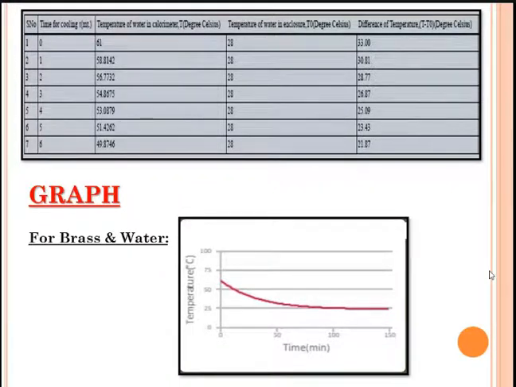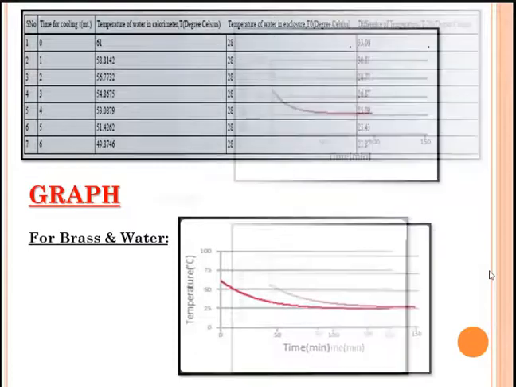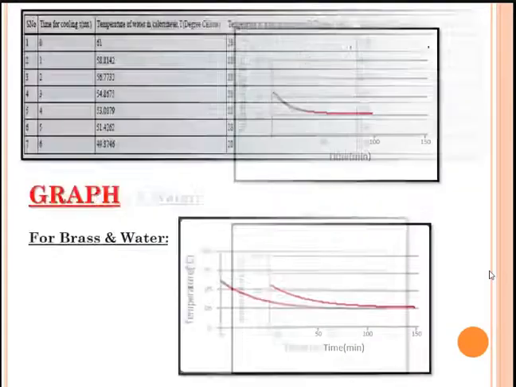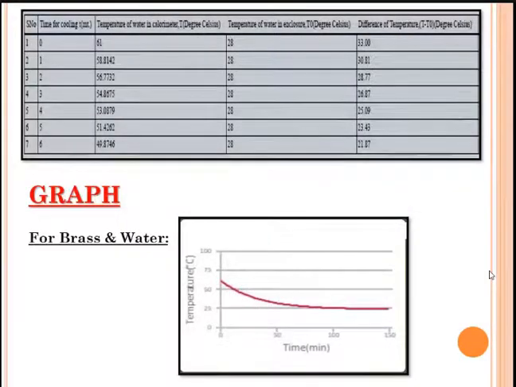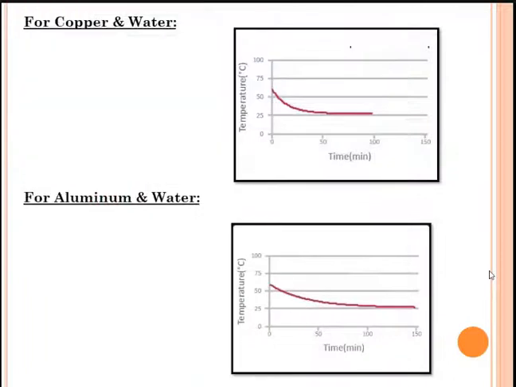Here is the graph that we plotted with the observation table shown above. This graph is for brass and water. Here we can see that the temperature falls quickly initially, and after that the temperature falls slowly as the temperature difference decreases. The graphs in the case of copper and aluminium with water are also very similar to the previous graph. These graphs are also exponential. Temperature falls slowly as the temperature difference decreases.